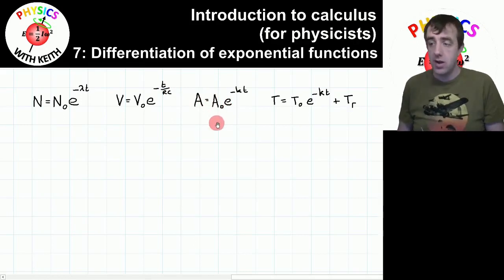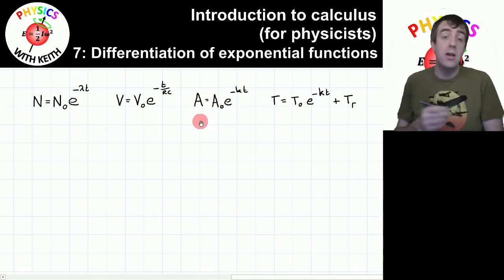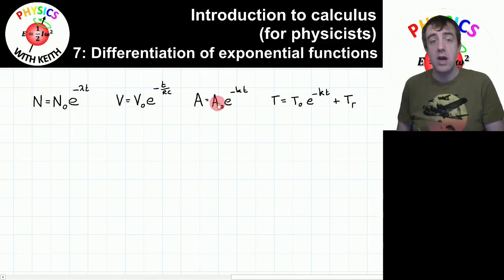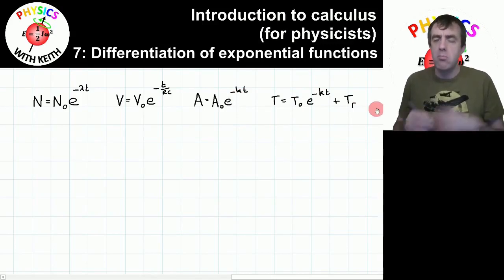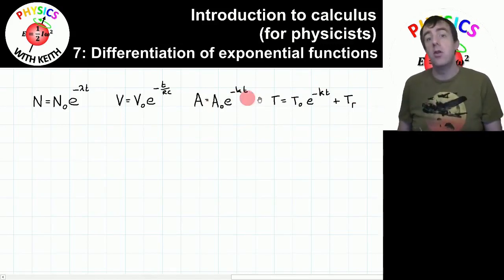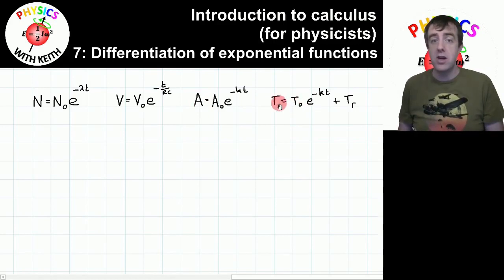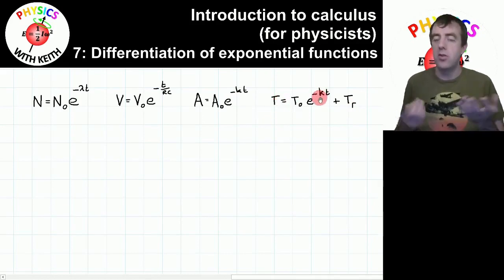The third example here is the amplitude for a lightly damped harmonic oscillator, where A0 is the initial amplitude and K is some constant that tells us about the decay of that amplitude over time. And the last example here is a bit of an interesting one. That's a modelling of cooling. So T0 is some initial temperature, and T is the temperature at a time, little t. TR here is the room temperature towards which the temperature of the body is converging. And again, we've got some constant K.